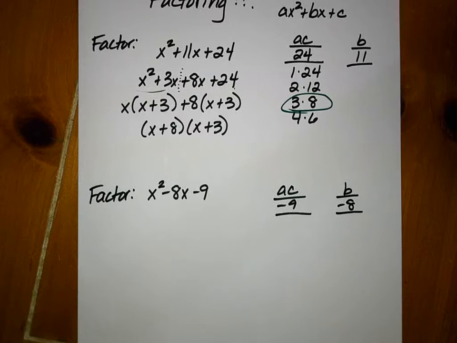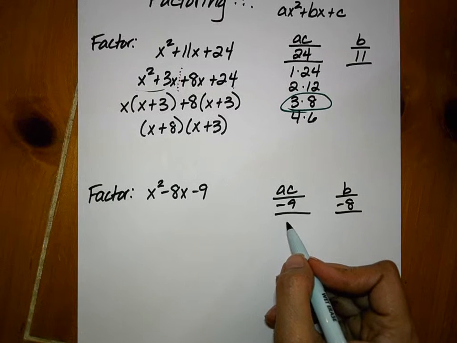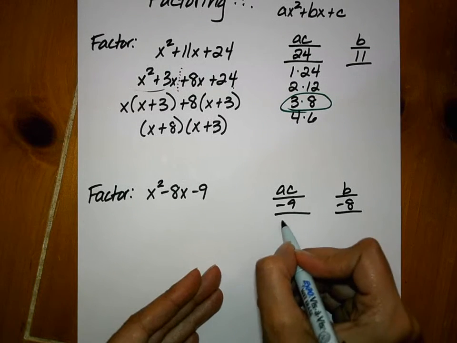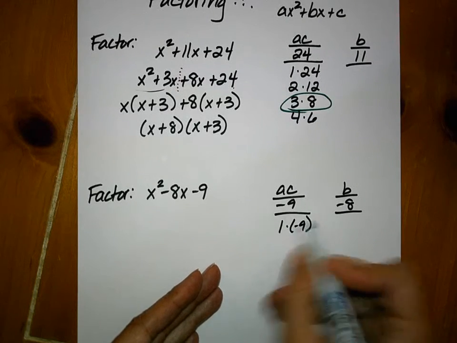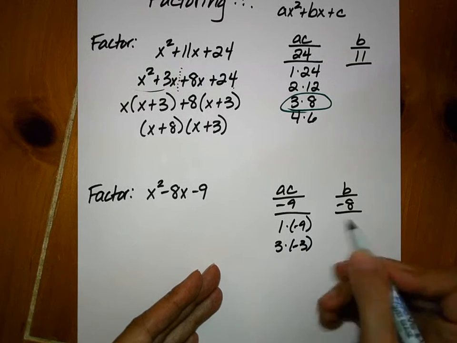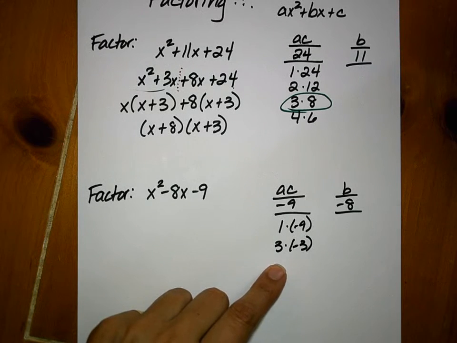And if you have two numbers that have to add up to a negative, it means your larger factor is negative. I only have a couple of possibilities for my factor of 9. I'm either using 1 and negative 9, or I'm using 3 and negative 3. So which of those two combinations will add up to a negative 8?